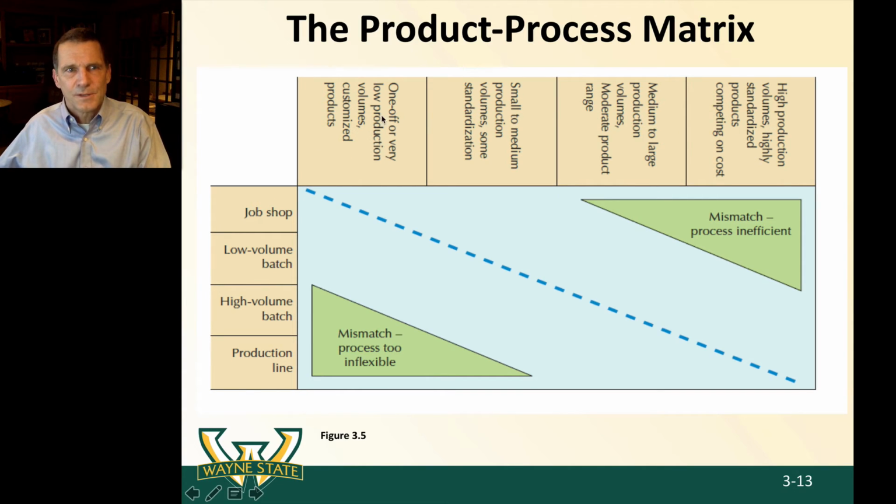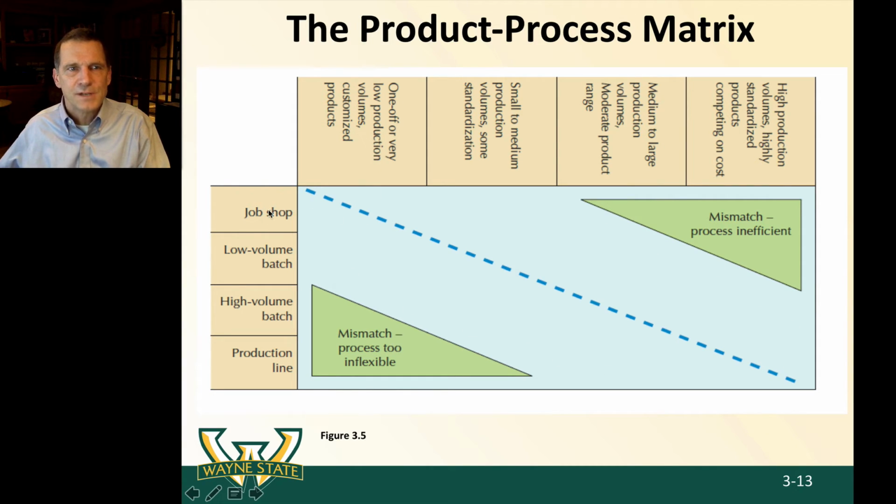If this is our product and this is our process, well, if we want high production volumes and highly standardized products, we've got a mismatch here with job shops. We've got a gray zone here with low volume and high volume batch, and we've got a mismatch over here with the one-off type products that can't work on a production line. So, this is the zone that we can work in the product process matrix.